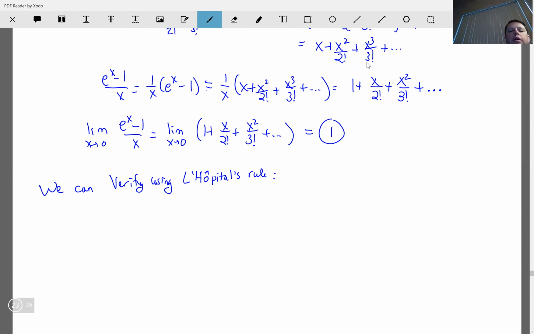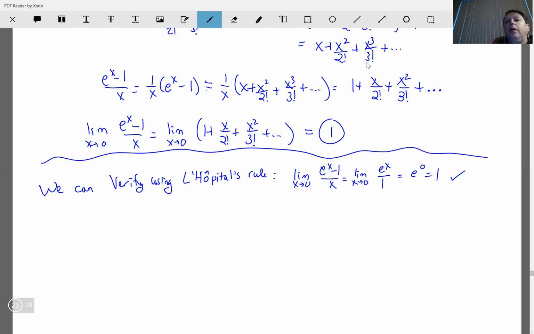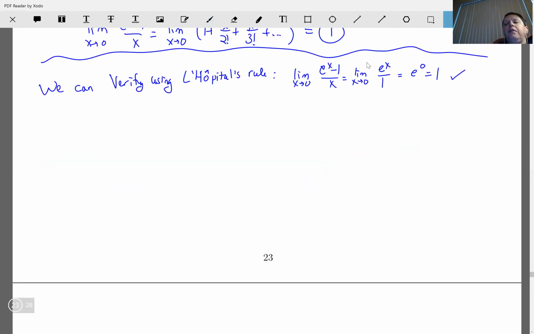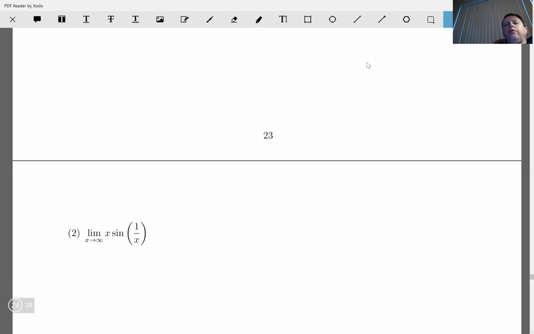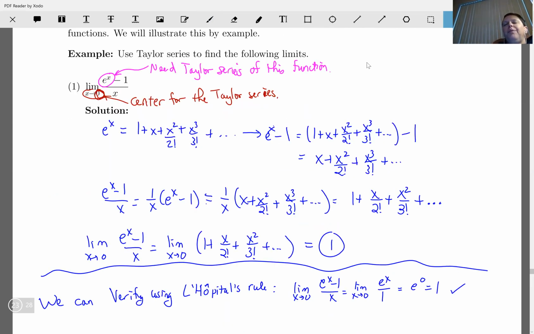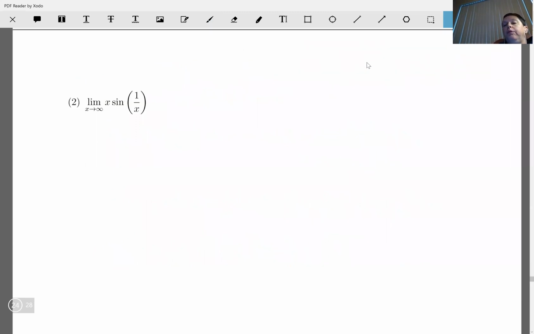So, the limit as x goes to 0 of e to the x minus 1 over x is equal to 1. But it's not always easy, right? I mean, we're not going to always use this when it's something we could do easily with L'Hopital's rule, but maybe something a little more interesting.